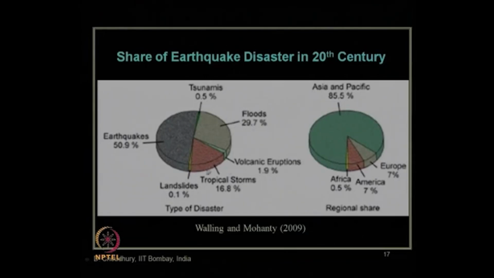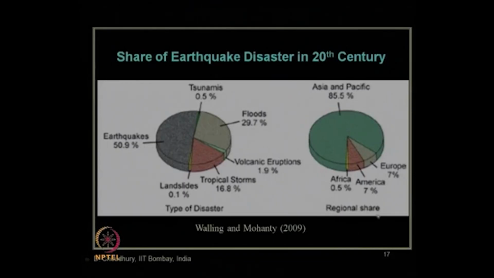The third highest is the tropical storm, which is about 17%. The fourth highest one is the volcanic eruption, close to 2%. The fifth one is the tsunami related hazard, and the sixth one is the landslide related hazard. So, automatically this pie chart shows that for the entire 20th century, earthquake takes the maximum share of the disaster, which automatically says why further research on earthquake engineering is very essential, and that too for which region.